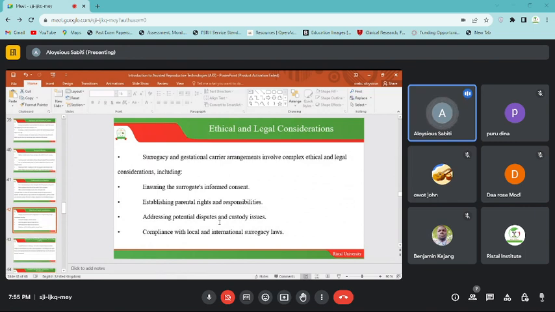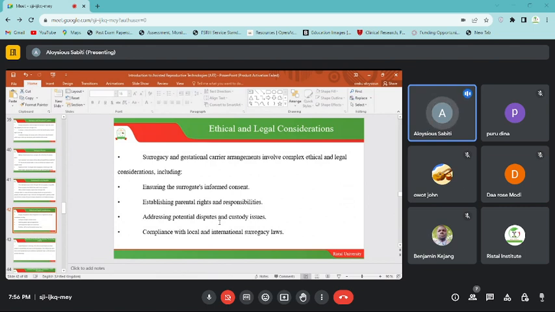So, what are some of the ethical and legal considerations? Because we've earlier said that for you to be able to carry out these two methods, there is an ethical but also a legal consideration that has to be made. And we are saying that surrogacy and gestational carriers involve complex ethical and legal considerations. And this includes that the surrogates have an informed consent. So it should be clearly explained to them what this particular process of surrogacy is, and then they should be able to make an informed consent, having been informed.